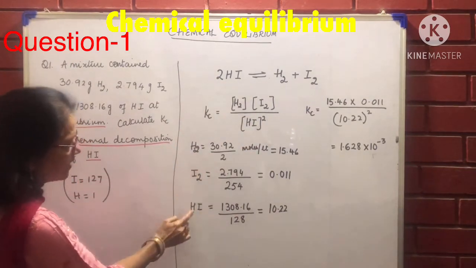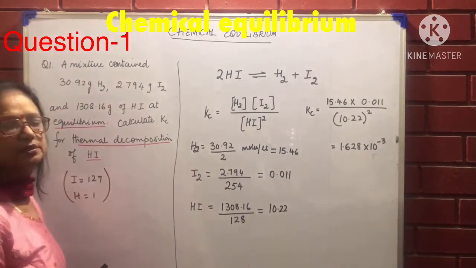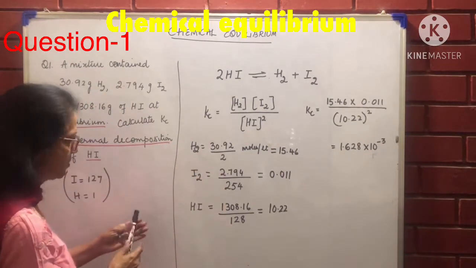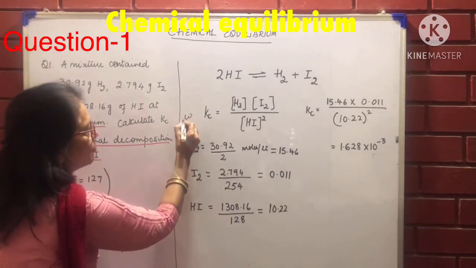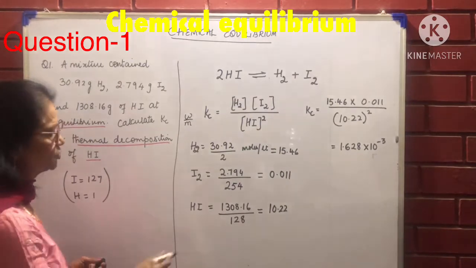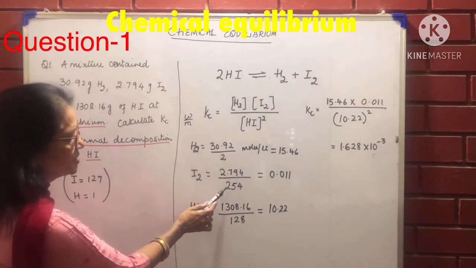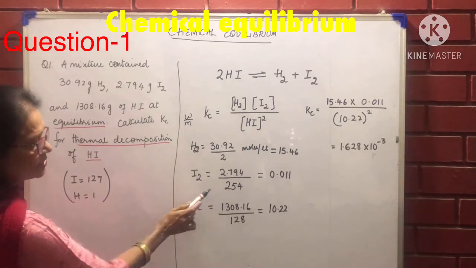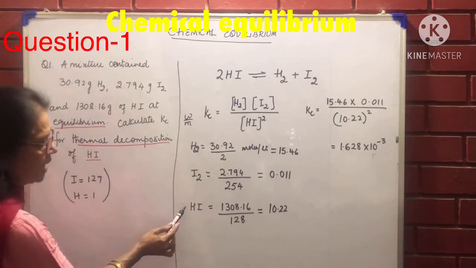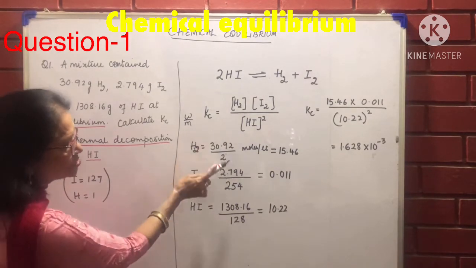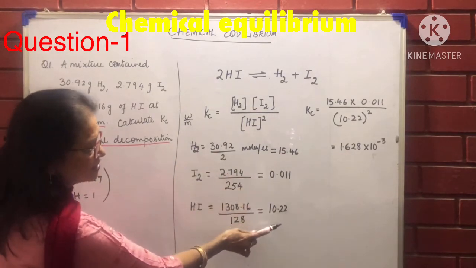Now all these values in the question are given in grams. We will first convert them into number of moles. Number of moles means weight upon molecular weight. So weight is this, molecular weight for hydrogen is 2. Molecular weight of iodine is 254 because I is 127, so 127 into 2 is 254. And HI is 1 plus 127, which is 128. So dividing all of them, I get these answers.